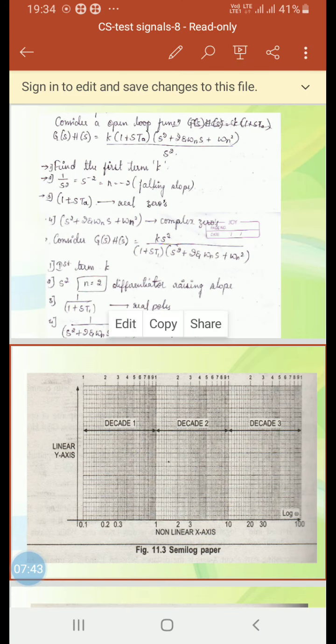This graph paper is called semi-log graph paper. You can see this is 1 decade, this is 2 decade, this is 3 decade. So linear y-axis, non-linear x-axis: 0 to 1, 1 to 10, 10 to 100. I think all of you know how to use semi-log graph paper as you have already done in your lab experiments.